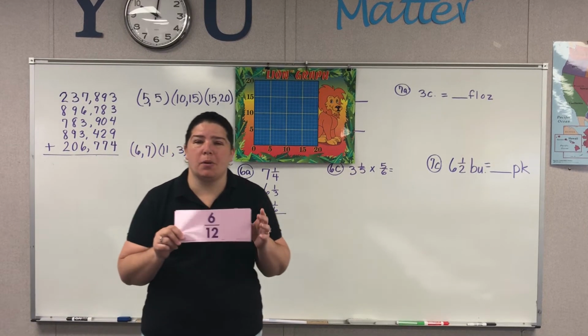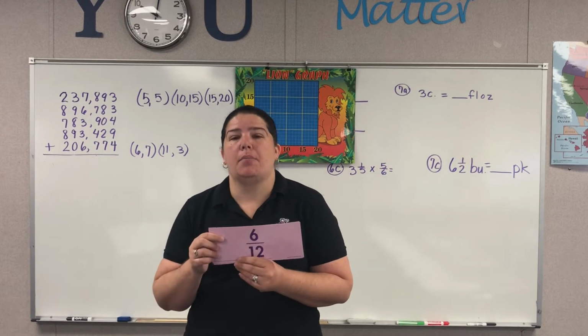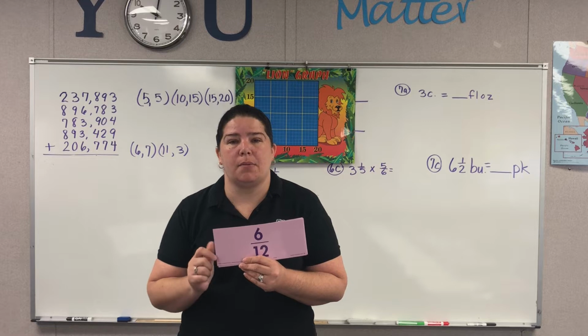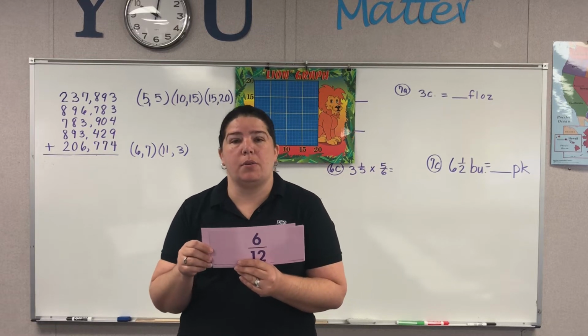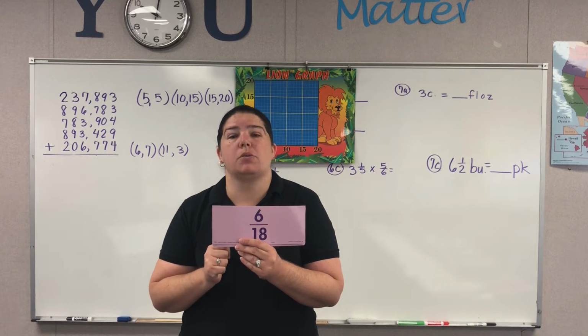Let's begin with our fractions. We are going to reduce, and remember we are dividing the top and the bottom by the same number. Go ahead and see if you can do these quickly. 6/18 equals 1/3.